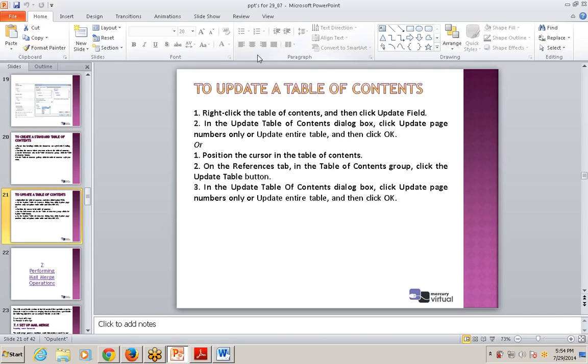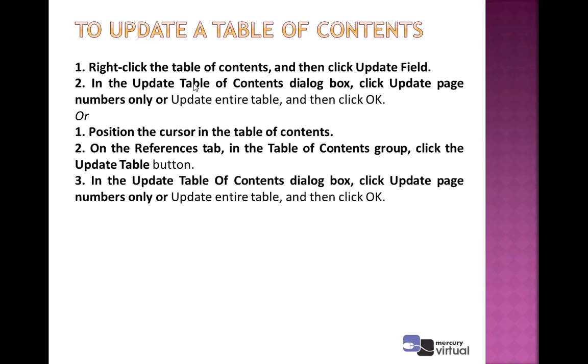Last topic for this chapter is how to update a table of contents, means how to change the table of contents in a specified manner. First point says right-click the table of contents and then click Update Field. Whenever we right-click, there is a pop-up menu, so go to the pop-up menu and then click on Update Field.